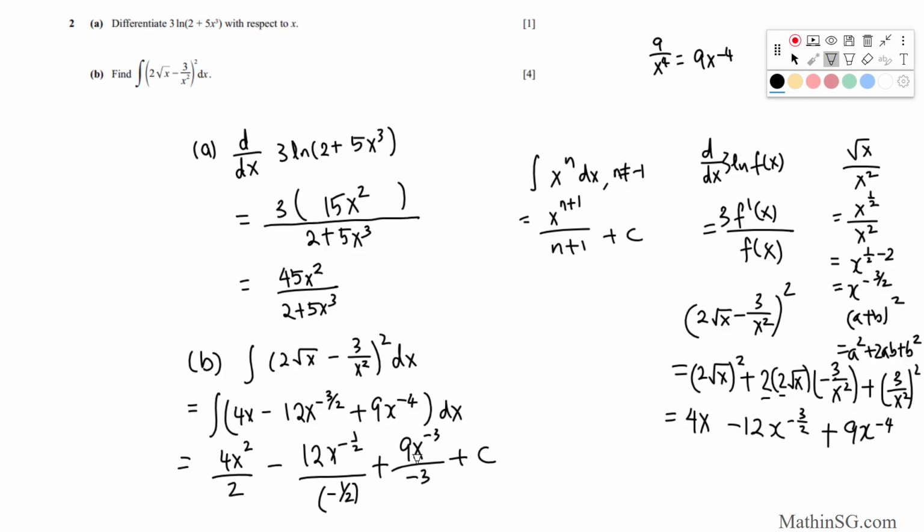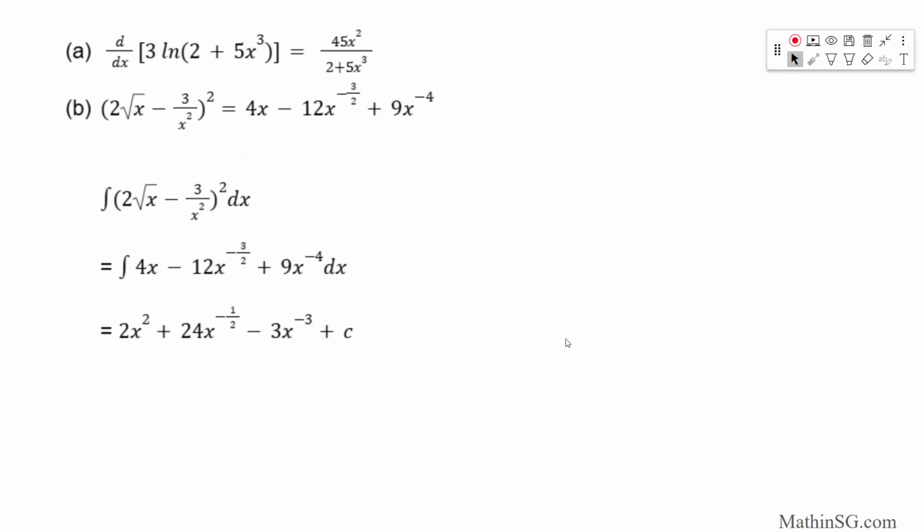So with that, let's simplify. So 4x squared over 2 gives 2x squared. Minus 12 over minus half, just type it into your calculator, you get plus 24. So here will be plus 24x to the power of minus half. Then here, simplify this, I get minus 3x to the power of minus 3 plus c. So this is the answer. Okay, so in short, this is the solutions for question 2.